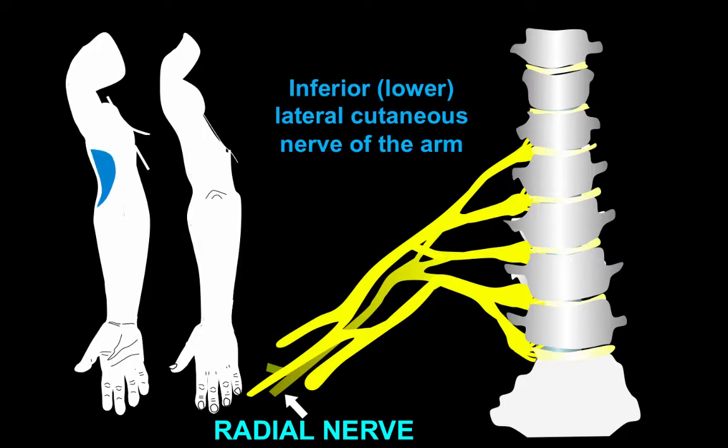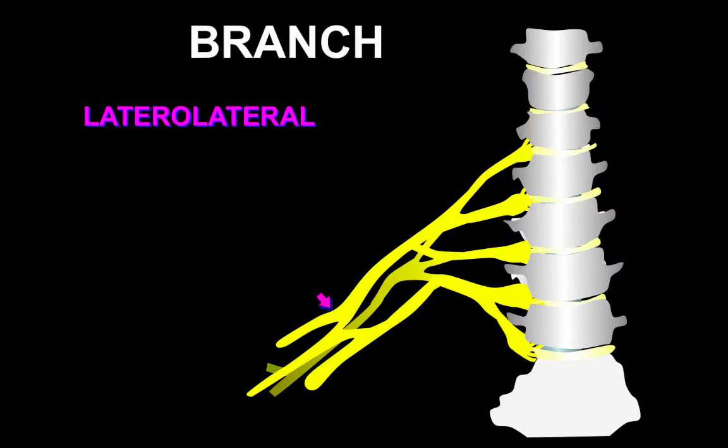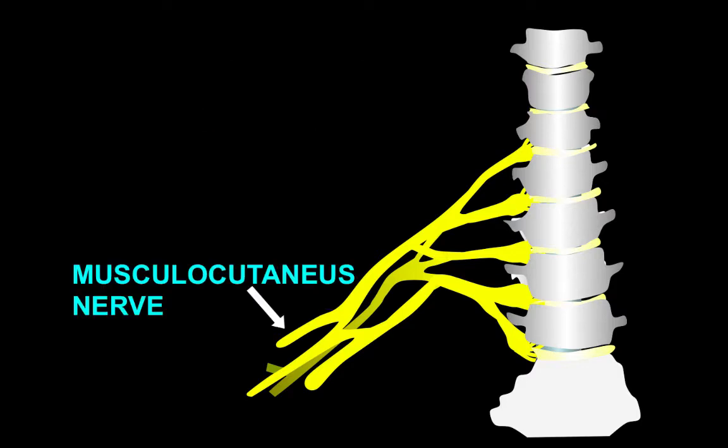The inferior lateral cutaneous nerve of the arm innervates a small area of the anterior lateral region of the lower arm. And the posterior cutaneous nerve of the arm innervates a small area in the dorsal region of the upper arm. The lateral branch of the lateral cord becomes the musculocutaneous nerve.